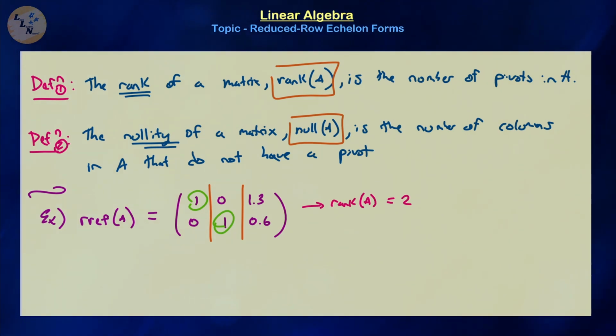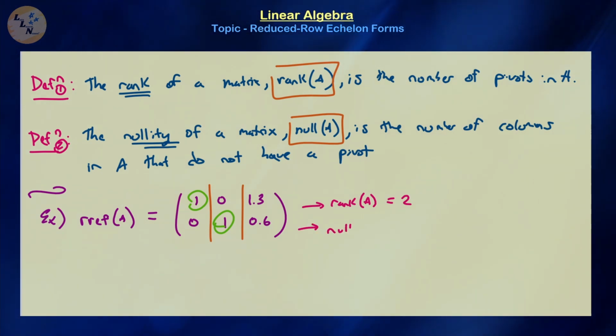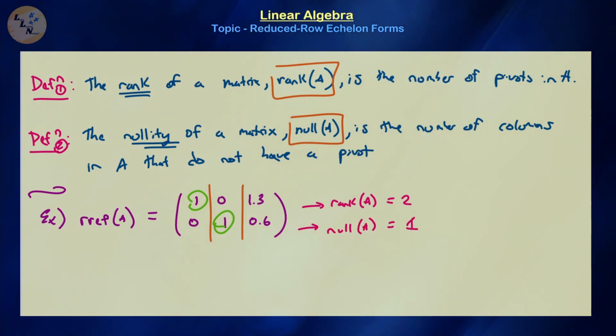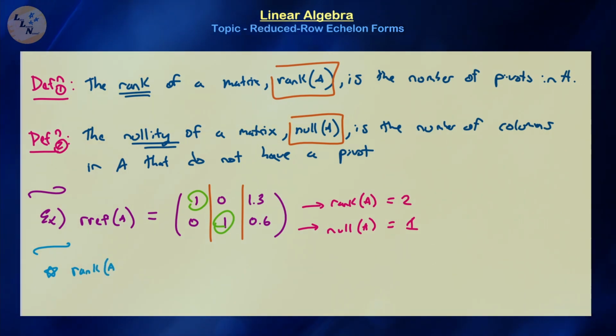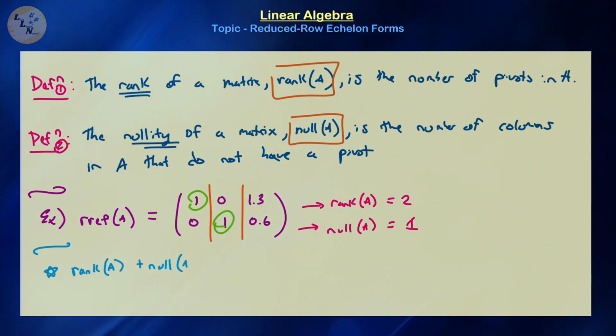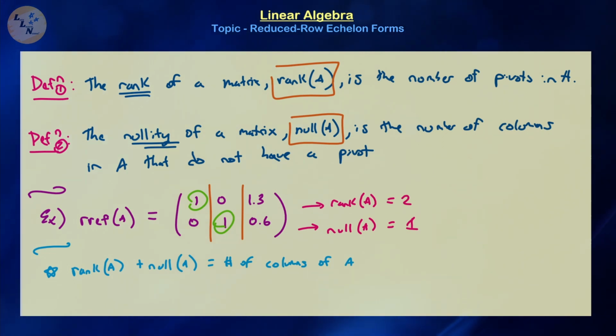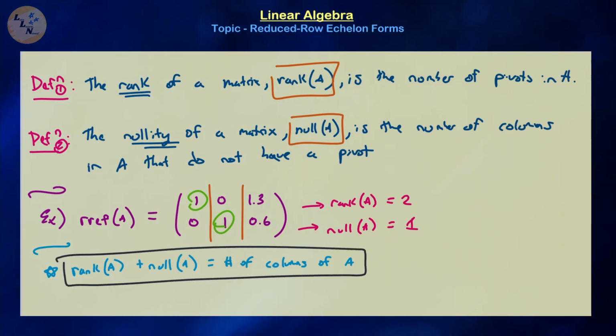Now the nullity is the number of columns that do not have a pivot. So 3 columns total, 2 columns have a pivot. Therefore, how many columns do not have a pivot? The nullity of this matrix is equal to 1. From these definitions, you should be able to prove the following statement: the rank of a matrix A plus the nullity of a matrix A is always equal to the number of columns of A. And that should be a very straightforward proof in case you want to give it a go.